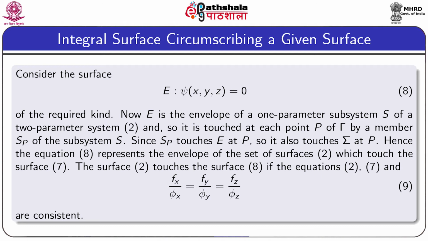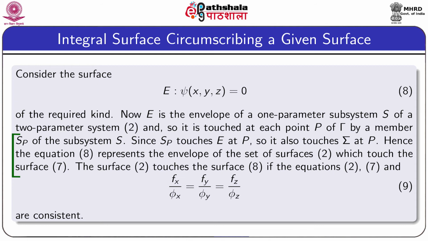Now, E is the envelope of a 1 parameter subsystem S of a 2 parameter system 2, and so it is touched at each point P of gamma by a member SP of the subsystem S. Since SP touches E at P, it also touches sigma at P. Hence, equation 8 represents the envelope of the set of surfaces 2 which touch the surface 7.